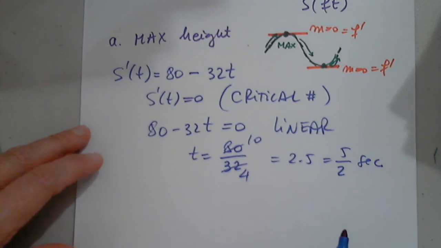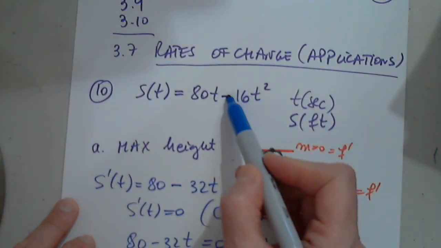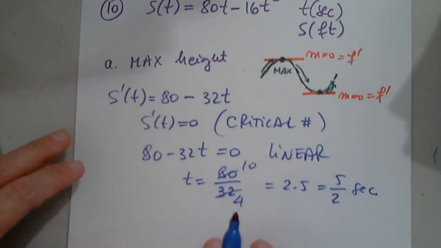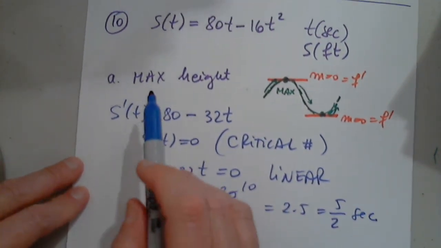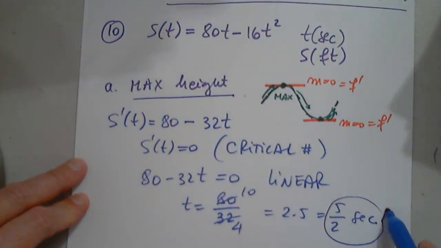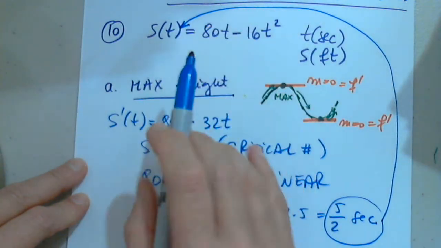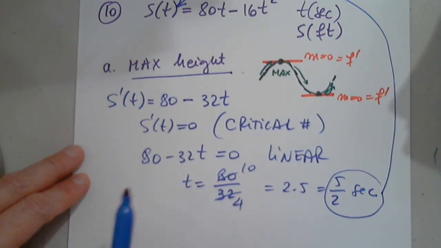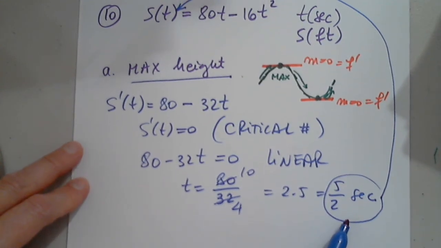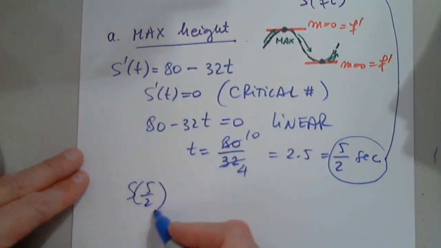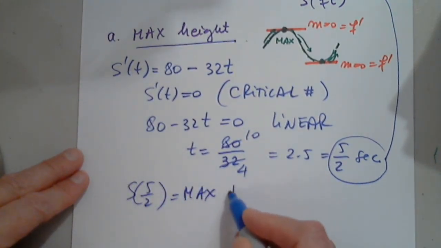Who tells me that? Well, I do know because it's quadratic with a negative leading coefficient, so it has to be a maximum. But in order to find the maximum height, I have to plug this value into the function, because this is only telling me when the particle reaches the maximum, okay, or the ball, whatever. So now S of 5/2 will be the max height.